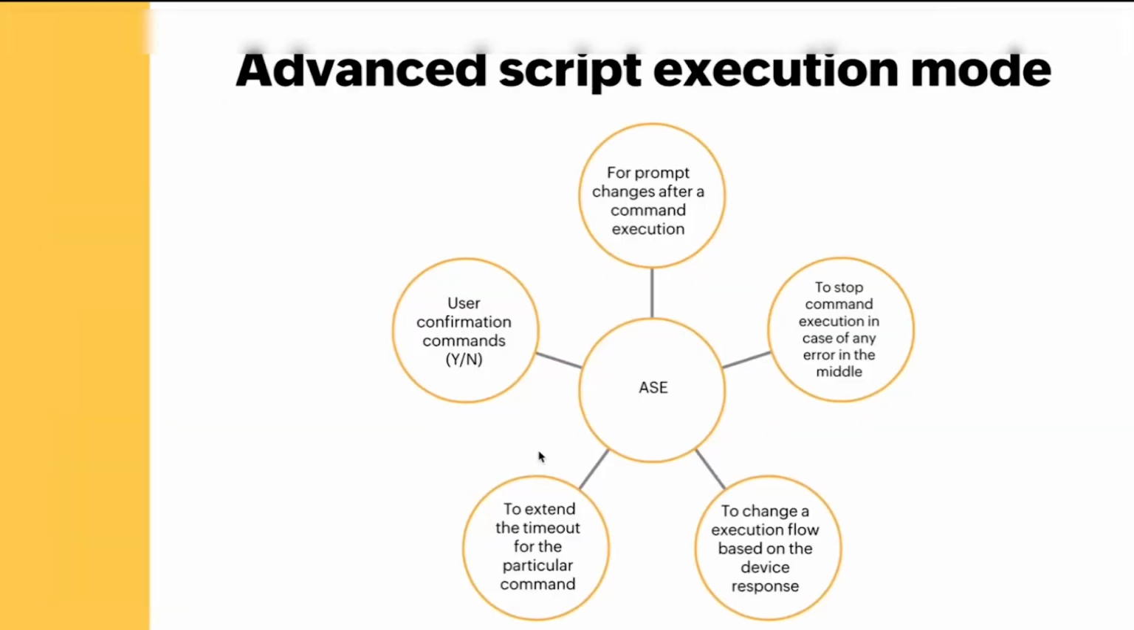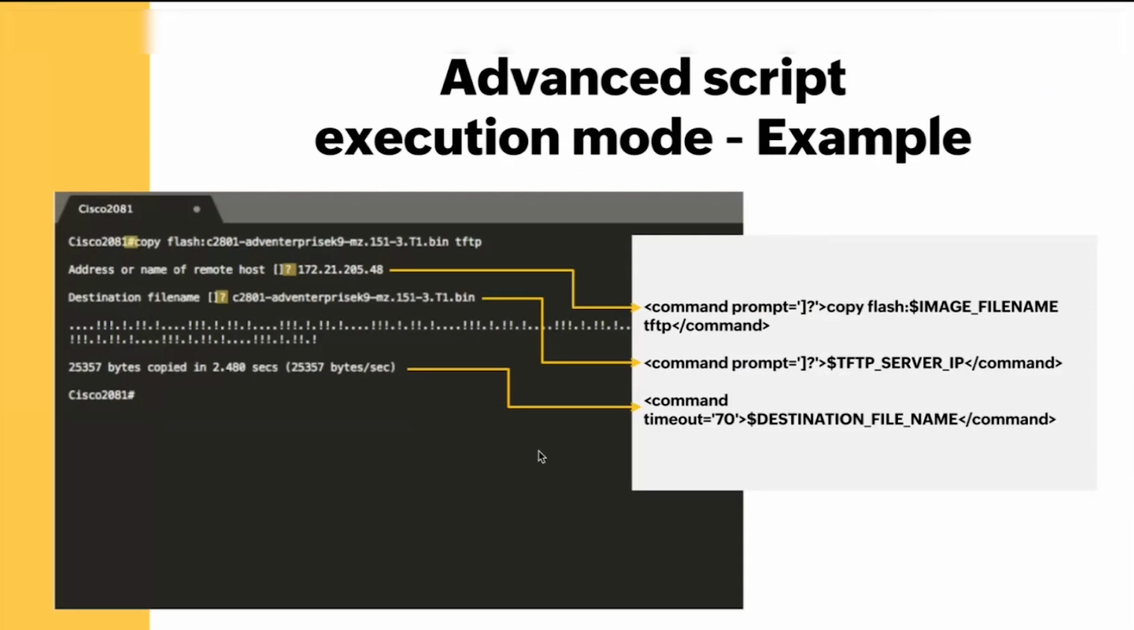Next is the advanced script execution mode. So there are certain criteria for which advanced script execution mode is used, such as for prompt changes after a command execution, such as for user confirmation commands, which includes yes or no commands, to stop command execution in case of error in the middle, to change execution flow, etc. This particular advanced script execution mode can be used. So this is an example of advanced script execution mode command. As you can see, on the left is the telnet, and on the right is the configlet content of Network Configuration Manager's UI. So let me show you an example in the UI.